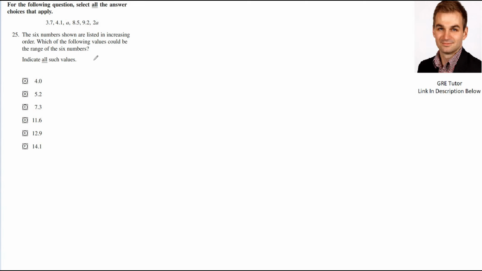Okay, so they want to know the range. The range is going to be the lowest to the highest. So the range is definitely going to start at 3.7. Alright, so that's where we're at. Make that a little bit thicker. 3.7. That's very thick. I don't know if I like that, but let's go with it. So that's 3.7, and it's going to end somewhere. We don't know where, but that is going to be 2a.